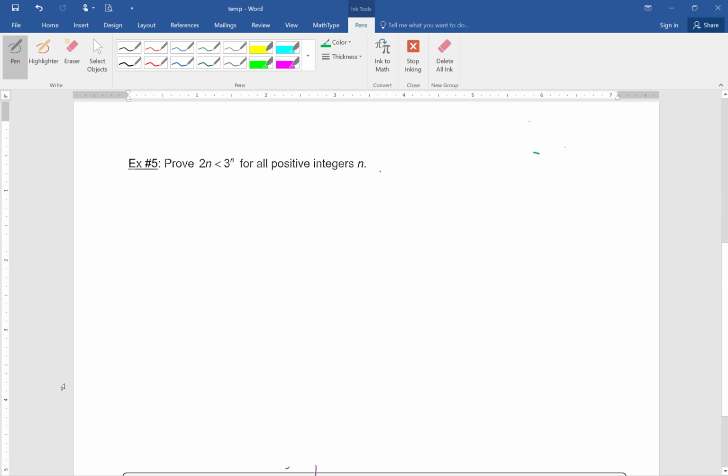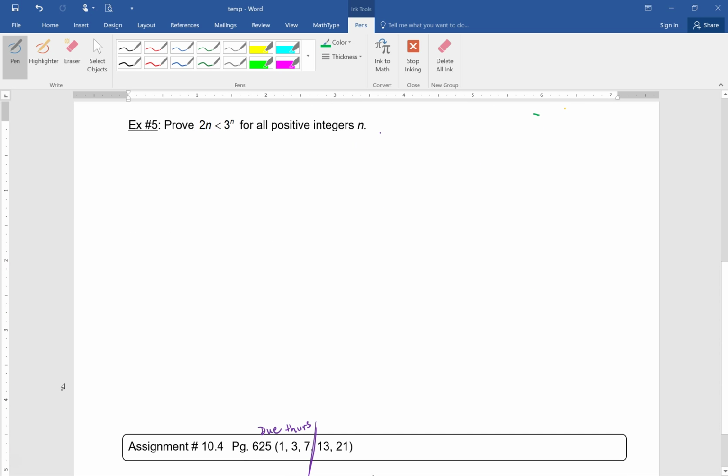Okay, so we're going to do this next one. It's similar. Now it's 2n is always less than 3 to the n. So for n equals 1, it's 2 is less than 3 to the 1, which is true. The n equals k step says 2k is less than 3 to the k, again, if k is greater than 1. All right? You need that 1 because you want to get k plus 1 eventually.